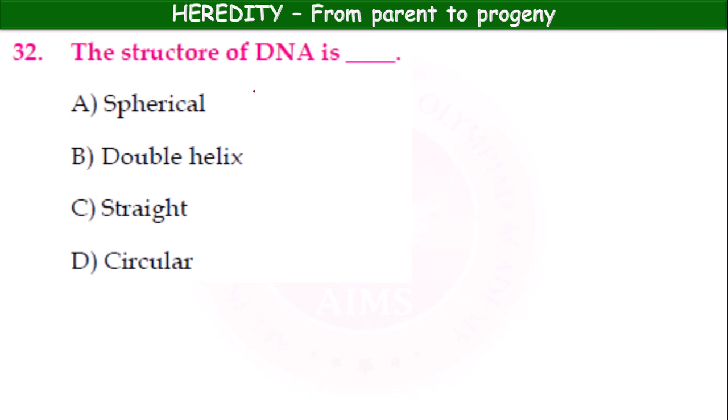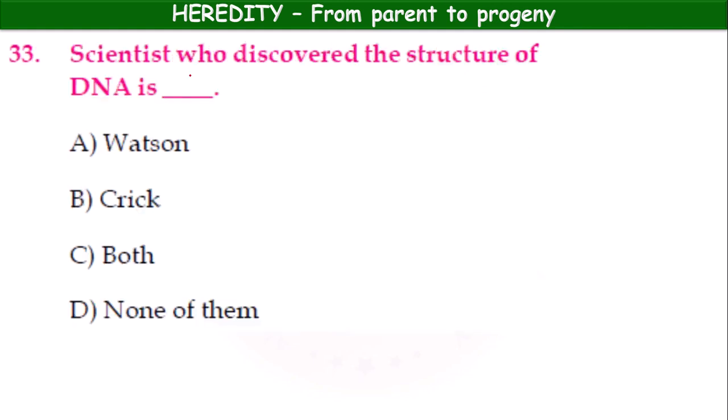The structure of DNA is spherical, double helix, straight, circular. Double helix. So, what is the double helix structure, children? It is not a single helix. It is a double helix structure. Who proposed this double helix structure of DNA? Watson and Crick. Option B. The scientist who discovered the structure of DNA is Watson, Crick, both. Both. Just now we have discussed it.